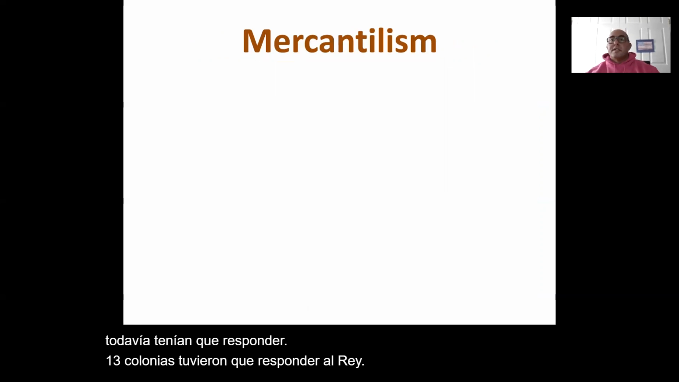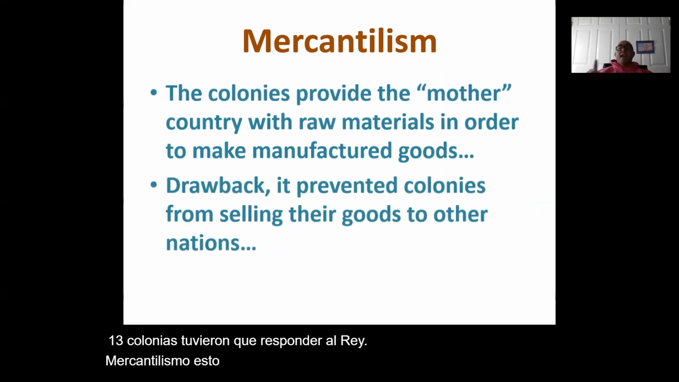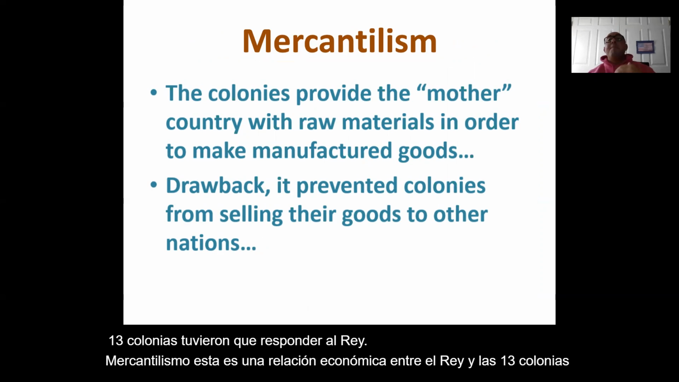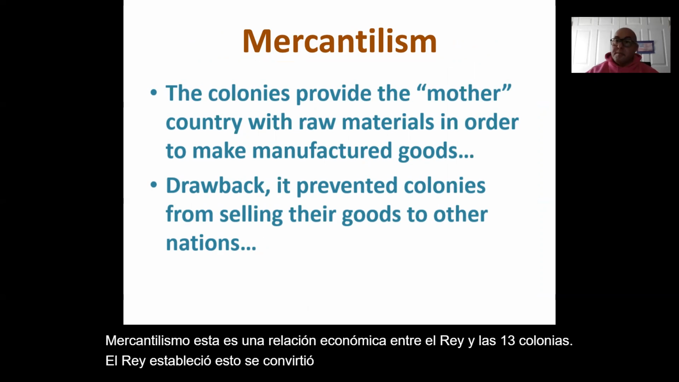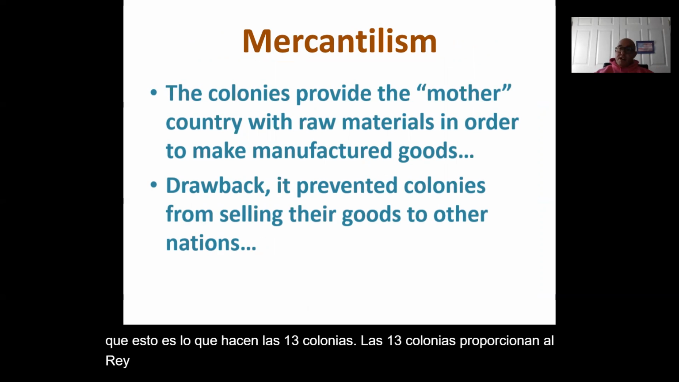Now, mercantilism. This is an economic relationship between the king and the 13 colonies. The king set this up. The king benefits 100% from the system. So here's what the 13 colonies do. The 13 colonies provide the king with raw materials, and the king will sell back manufactured goods.